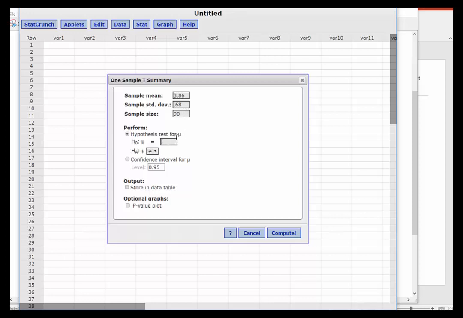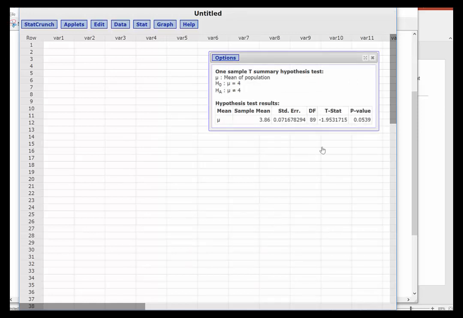We are to test about a hypothesized mean of 4.00, and we should make sure that the not equals, less than, or greater than matches what is in the alternative hypothesis, which was not equal to, since this is a two-tailed test. Click compute. We find a t-statistic of minus 1.953 if we round to 3 decimal places, or minus 1.95 if we round to 2. We also find a p-value of 0.0539 rounded to 4, or 0.054 if we round to 3.